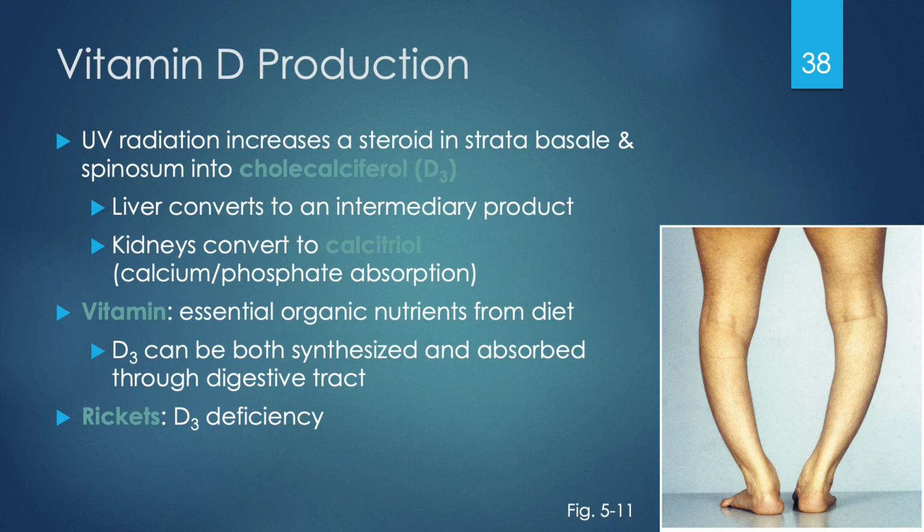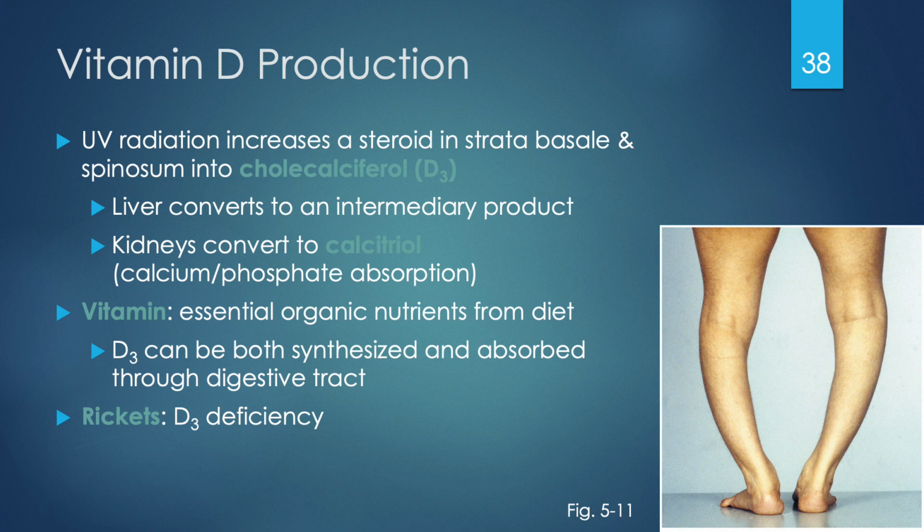So one role that the skin plays is in vitamin D production, and this is really neat because typically vitamins are considered essential organic nutrients that are only absorbed from our diet, but vitamin D3 can actually be both synthesized and absorbed through our digestive tract. Pretty cool. So what happens is we get exposed to ultraviolet radiation, and when we're exposed to ultraviolet radiation, it's going to increase a certain steroid in our strata basale and spinosum to produce cholecalciferol, which is vitamin D3.